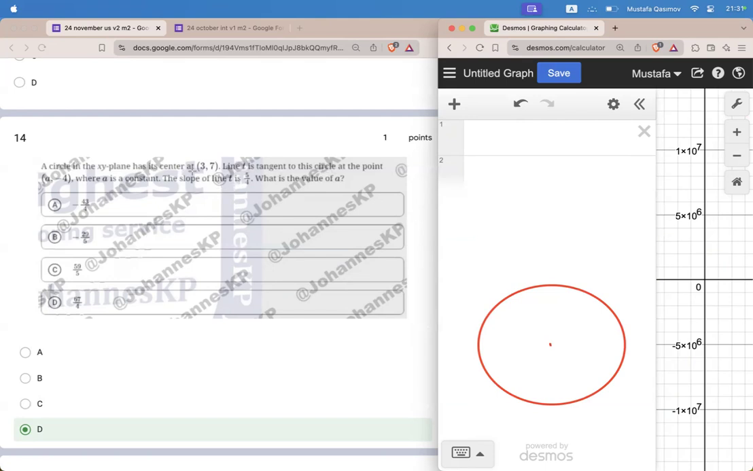Okay, in this question it says that we have a circle. It says a circle. Its center is 3 and 7. Here it is 3 and 7. Let's write it. Line T is tangent to this circle at point A at -4. So we have a line like that. And we have this point. This point is A at -4.